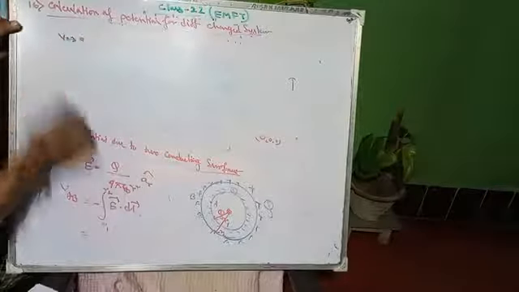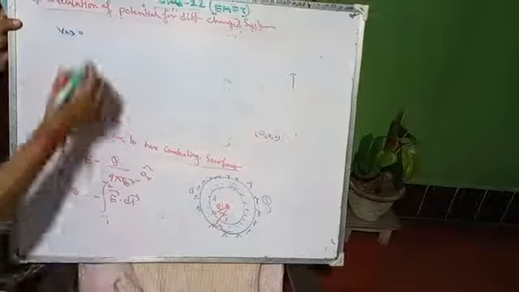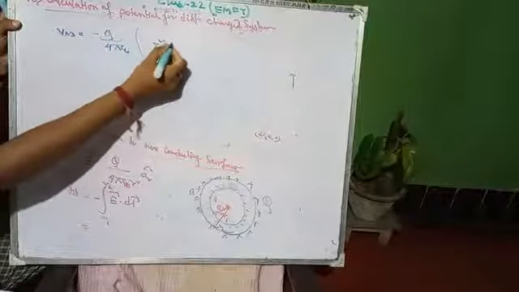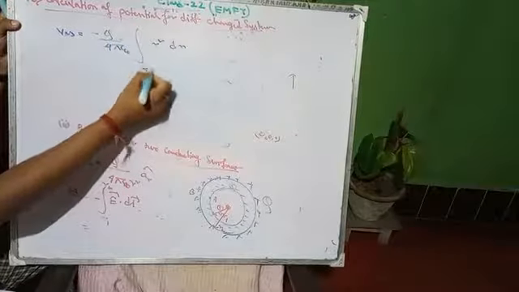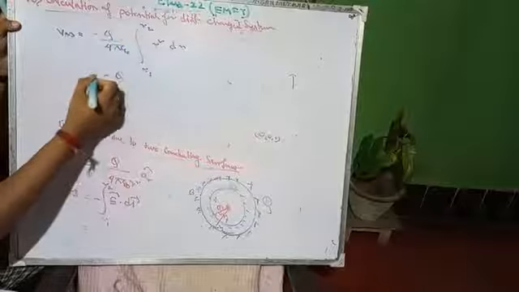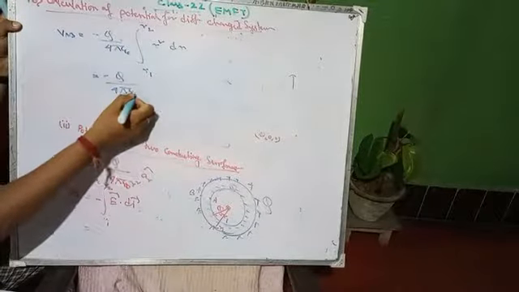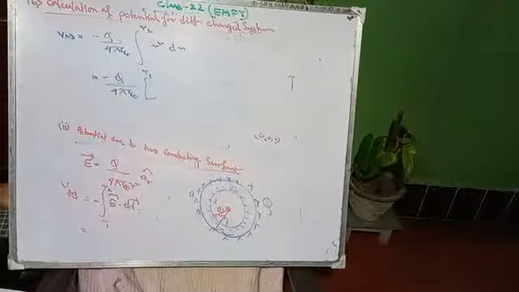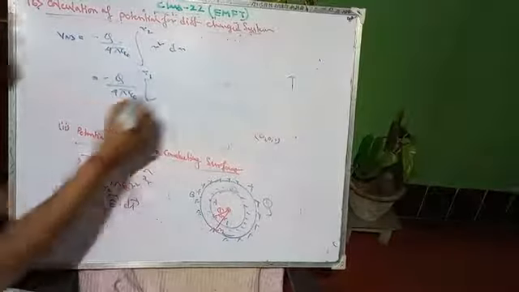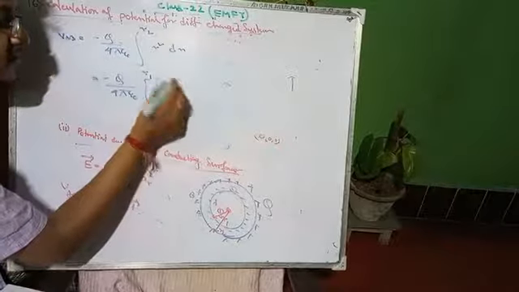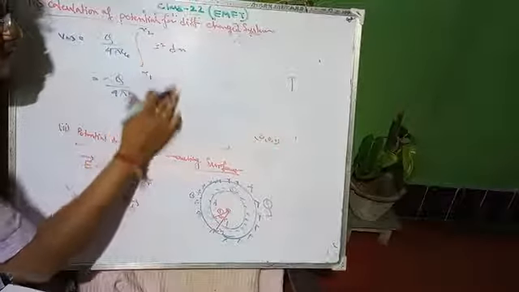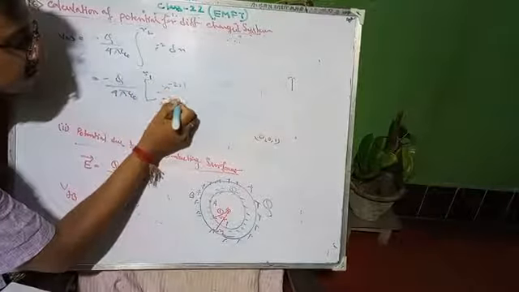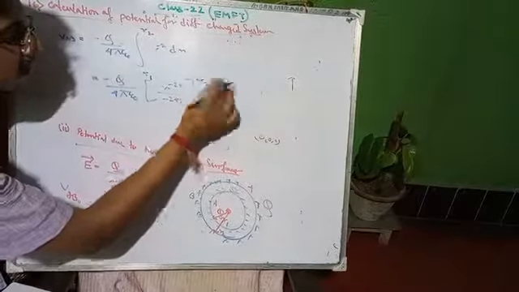VAB equals minus q by 4 pi epsilon naught, taking outside, integral of dr over r square from r1 to r2. Integration of r square dr will be r to the power 3 by 3, right? Sorry, it will be r to the power minus 2. So if we integrate r to the power minus 2, it will be minus 2 plus 1 by minus 2 plus 1, and the limit will be r1 to r2.